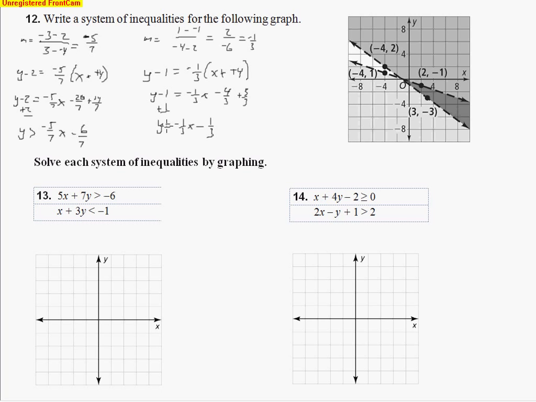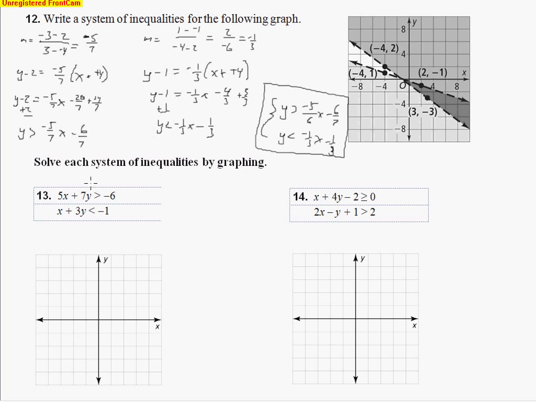Now I just need to figure out the inequality sign for that, though. So let's go ahead and erase that equals sign and change it to what it should be. So it should be below the line, dashed. So that means a less than. So here's my system. Y is greater than negative 5/6 x minus 6/7, and y is less than negative 1/3 x minus 1/3. That is the system of inequalities.